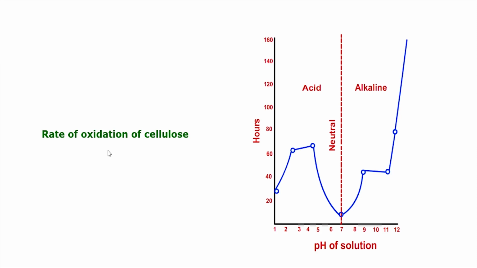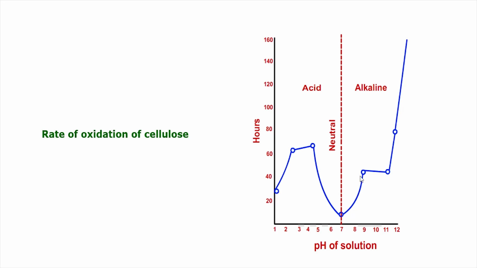And the rate of oxidation of cellulose. The effect of pH on bleaching will oxidize the cellulose fiber. So see the graph. At pH 7, that means neutral pH, the rate of oxidation of cellulose is very fast. Within 10 or less than 10 hours, it will oxidize the cellulose. Whereas when you change the pH, it will slow down the oxidation.